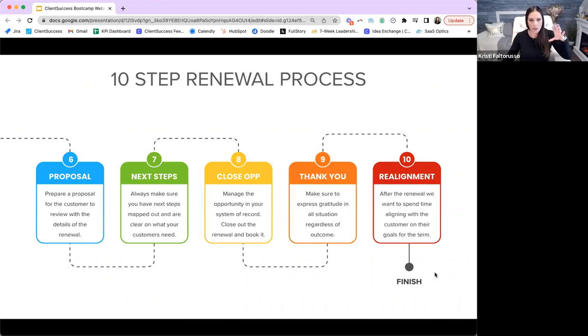Now, it's 10 stages in our process, and then there's a ton of little things, tasks and activities that they do that power each of these stages. So it's very detailed. It's probably one of our most comprehensive playbooks just because there are so many things that you need to do and need to be accountable for when you're managing a renewal cycle.